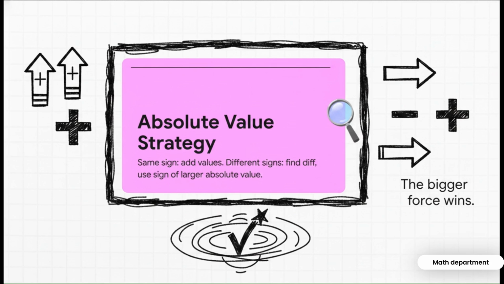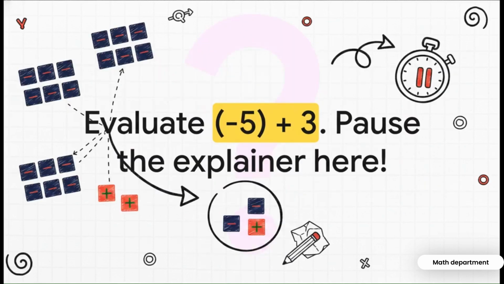But if they have different signs, that's when you find the difference between their absolute values, meaning you just subtract the smaller number from the bigger number without even worrying about the signs for a second. Then, the result takes the sign of the number that had the larger absolute value. Basically, the bigger force wins. Let's put this into practice immediately. Here's a quick knowledge check straight out of the lesson material.